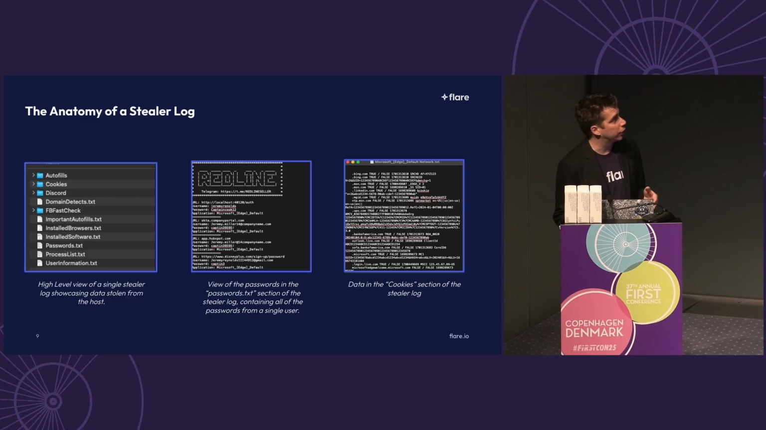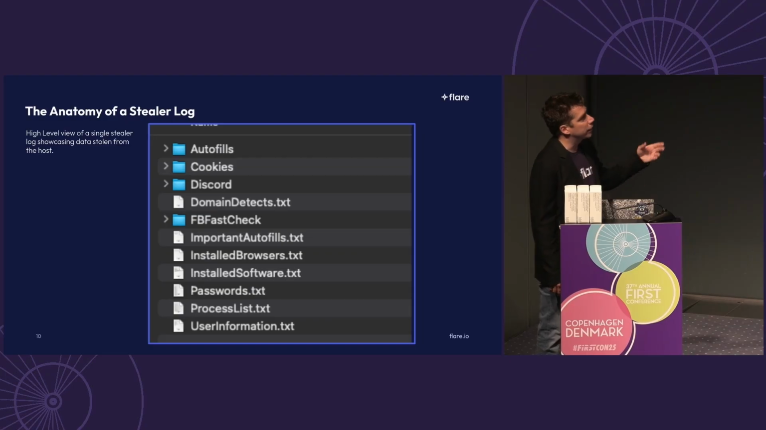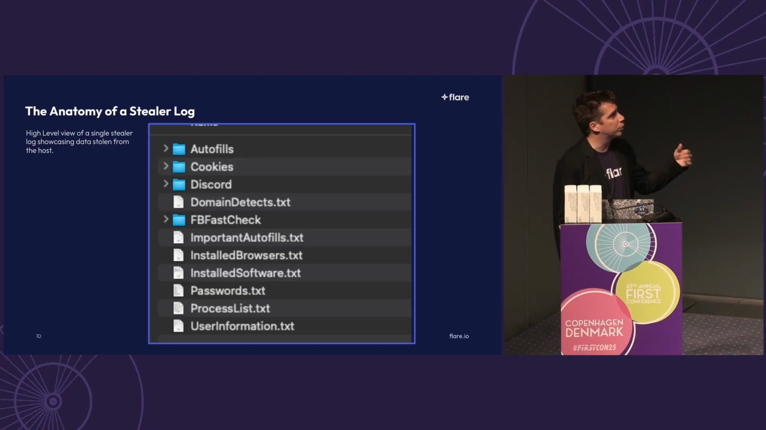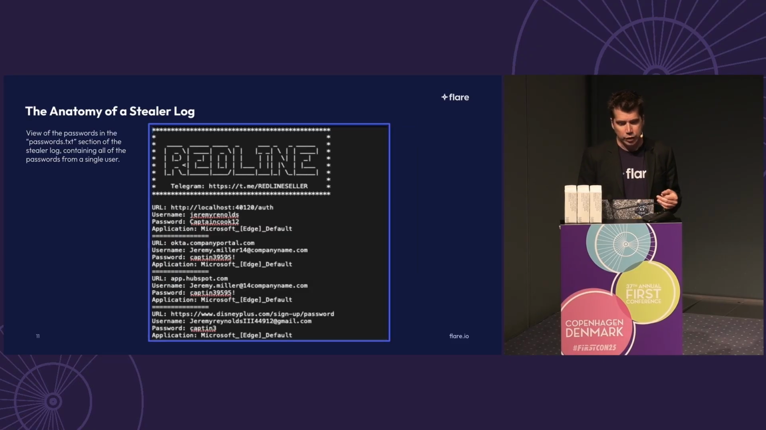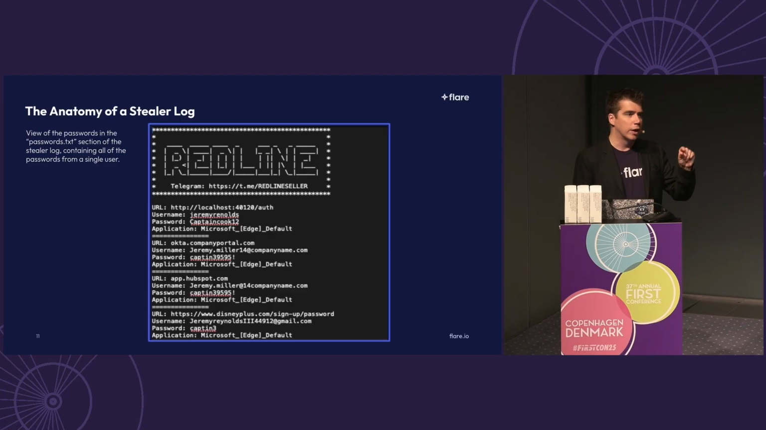So I talked about the zip file. We'll zoom into what one stealer log looks like. You have the cookies, autofill, Discord data that is stolen, domains detected, installed browsers, installed software, passwords, process list, and user information. All of this type of stuff is stored. It's all in the form of flat files, text files with the URL, username, password, and then the browser profile or the application. Sometimes it's packaged up together. Sometimes for each profile there is a password file like that.